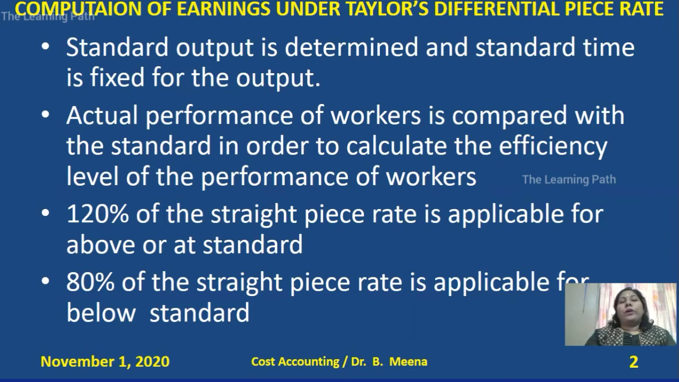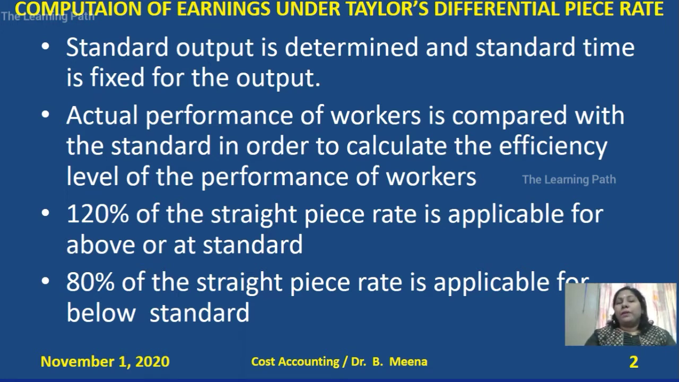of the employees. Taylor is the father of scientific management. Under Taylor's method, how to calculate the earnings of the workers? First of all, the company has to determine the target. What is the standard output to be fixed by the company? And they have to set simultaneously what is the standard time for producing this much of standard output. So the actual performance of the workers with the time taken will be considered.